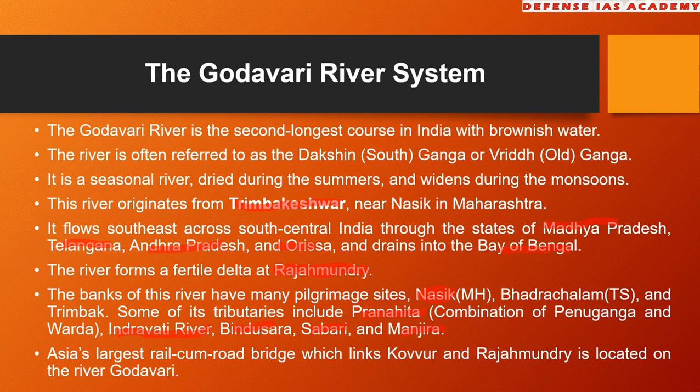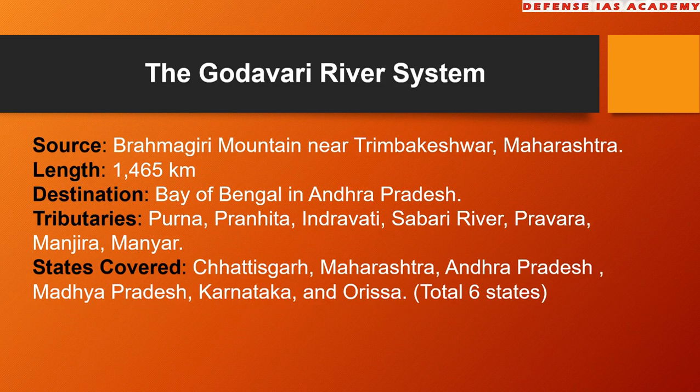Asia's largest rail cum road bridge, which links Kovur and Rajamundry, is located on the river Godavari. So that's also a thing to remember about the Godavari river system. Asia's largest rail cum road bridge is a part of the Godavari river system.